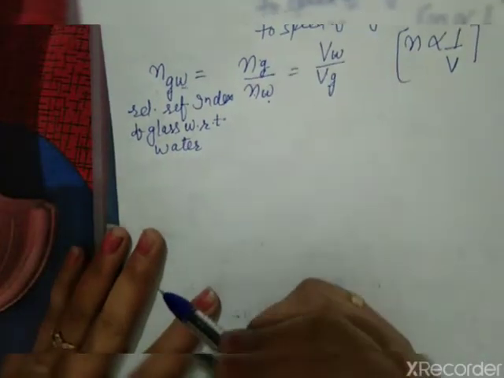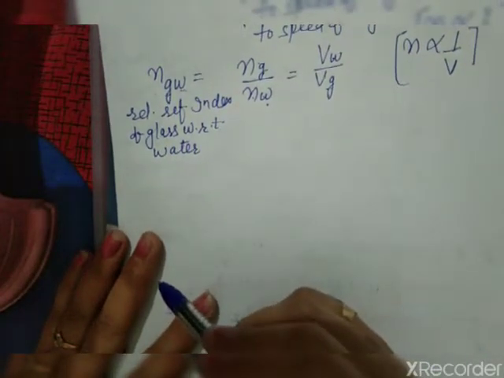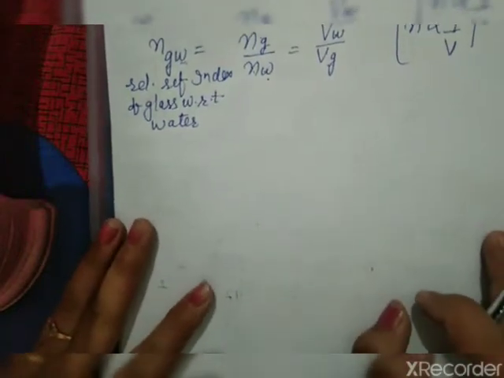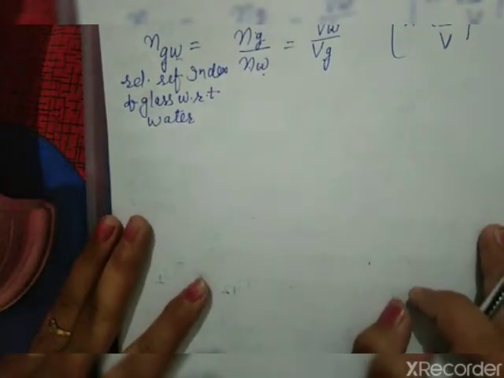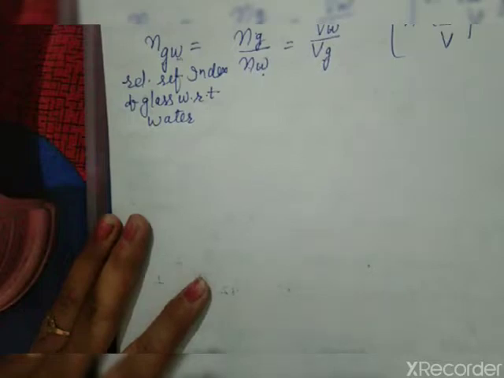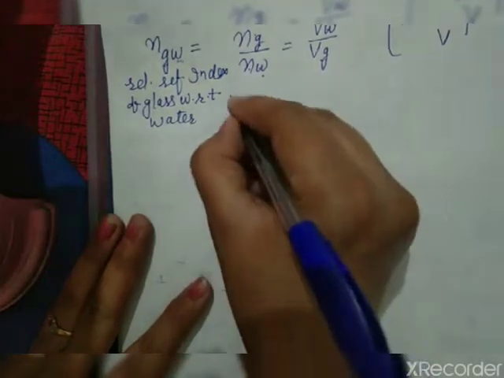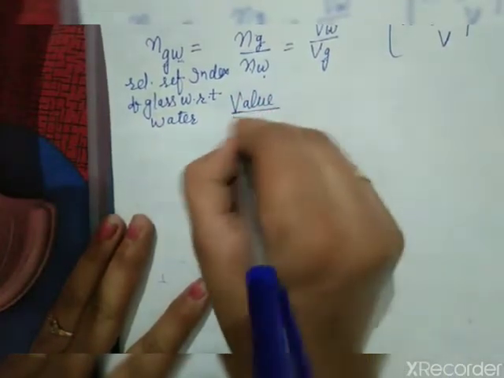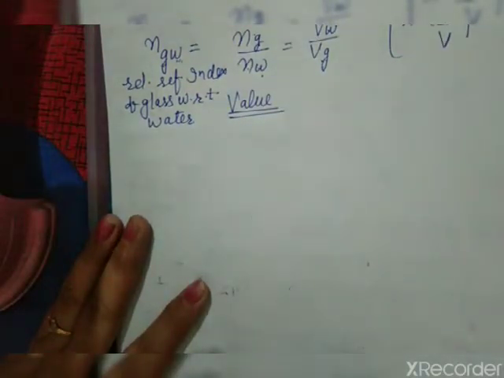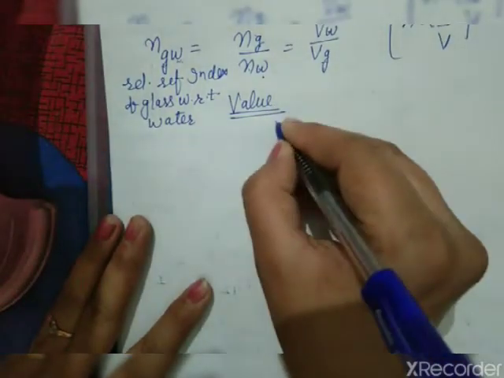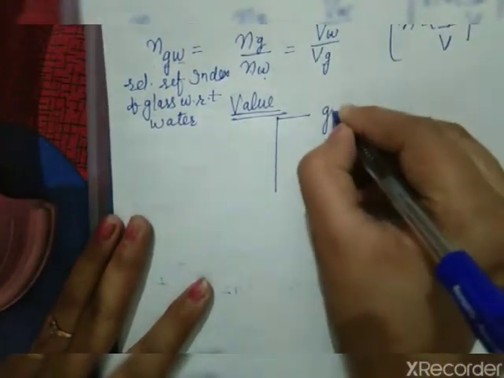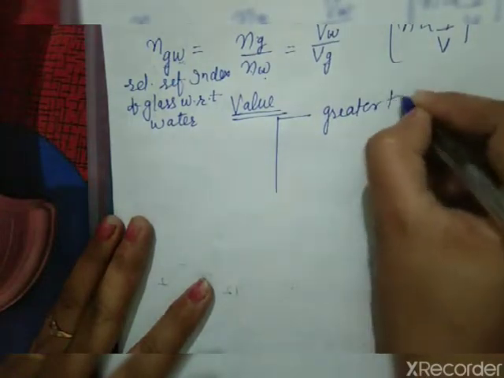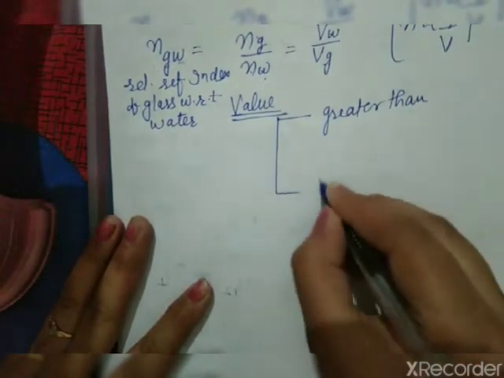Okay students, so up to now you have learned what do you mean by refractive index, absolute refractive index and relative refractive index. Now what about the value of relative refractive index? Just like we have told you that absolute refractive index is always greater than 1, but its value may be greater than 1, may be less than 1.